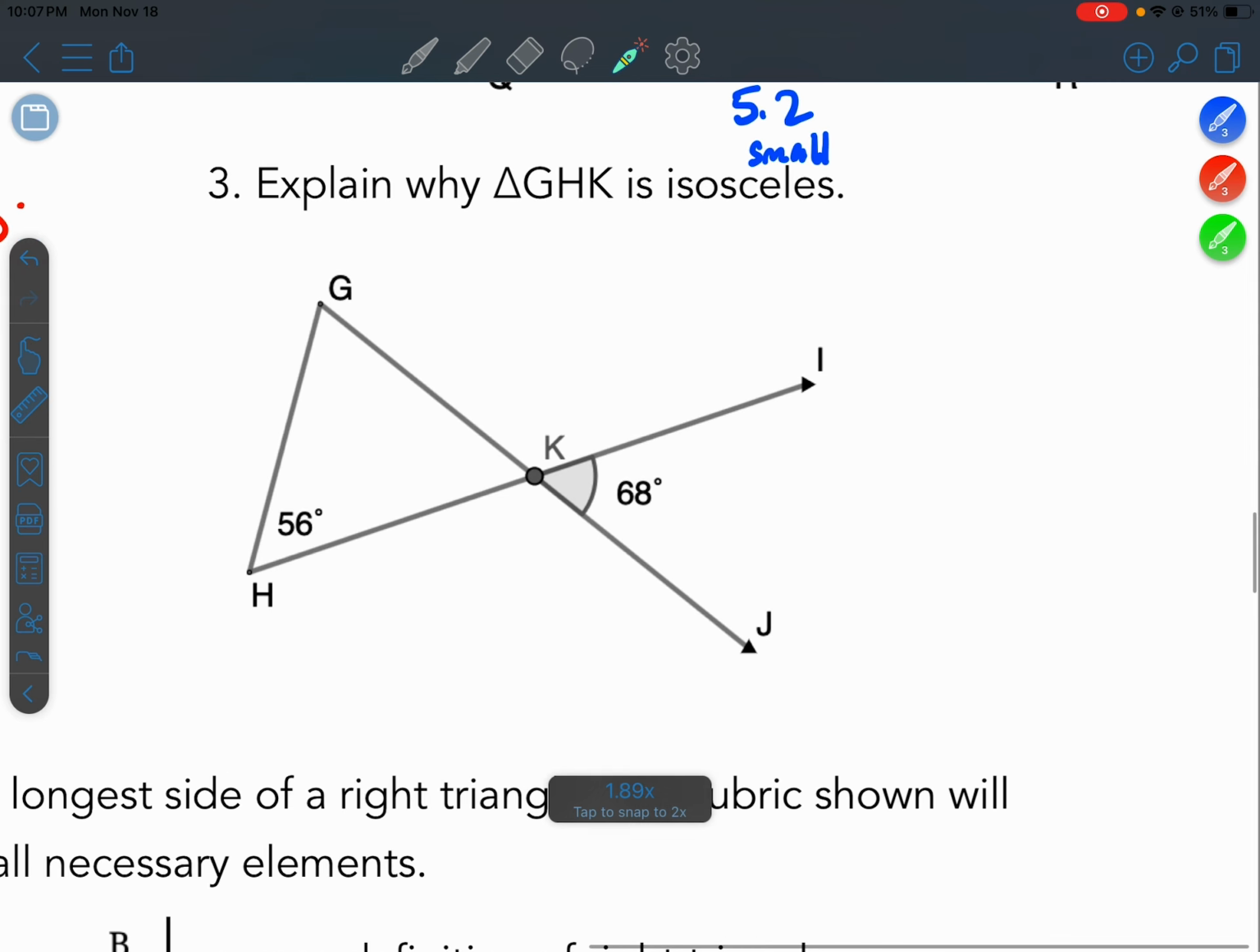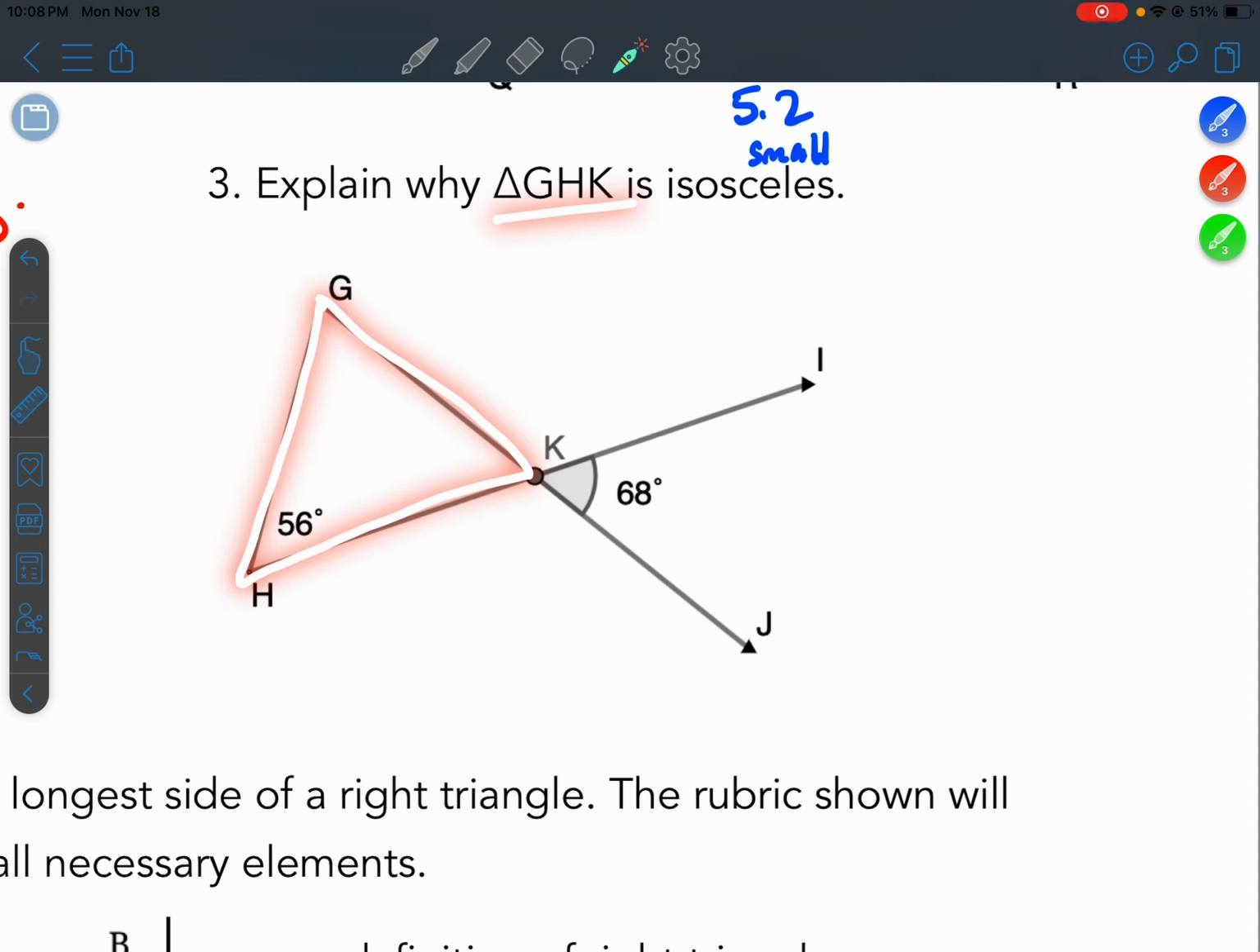Our last question wants us to explain why triangle GHK, this triangle here on the left, is isosceles. Isosceles means 2 sides are the same length. Well, that's going to be hard to show if we don't know how long any of the sides are. But we have some angle measurements, so let's start there and see what we can get from it.